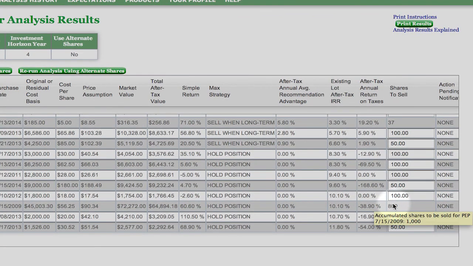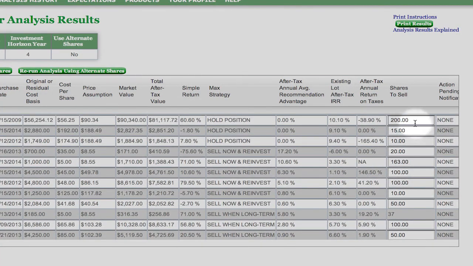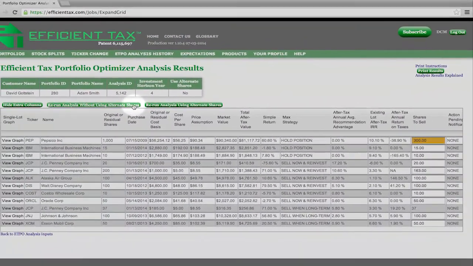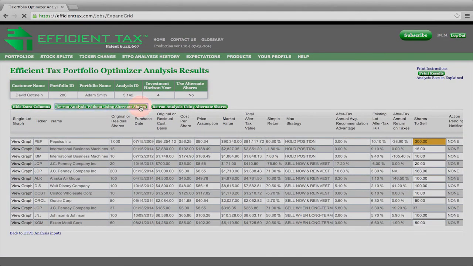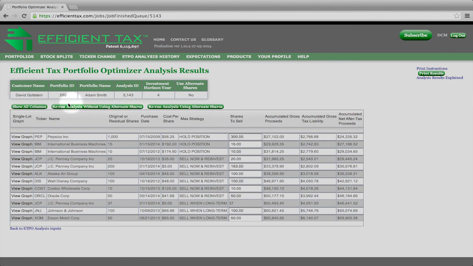And finally, you may also change an individual tax lot sale designation right from the results page and rerun an analysis, as we're doing here by increasing the tax lot sale designation on Pepsi once again from 200 to 300 before we rerun the analysis.